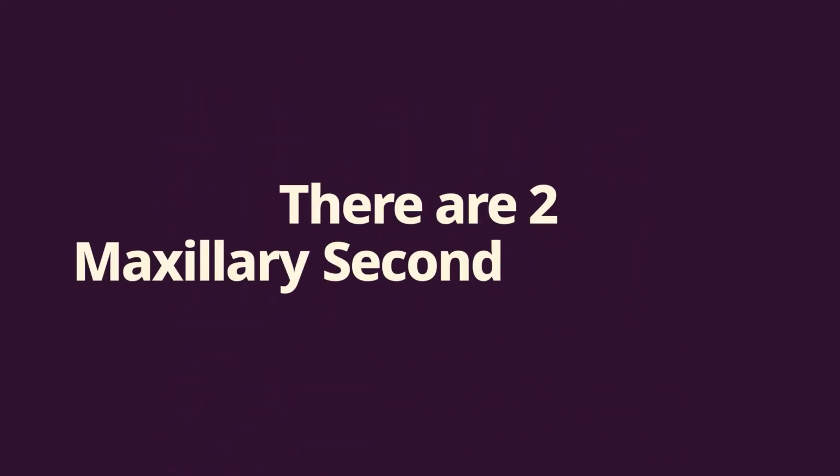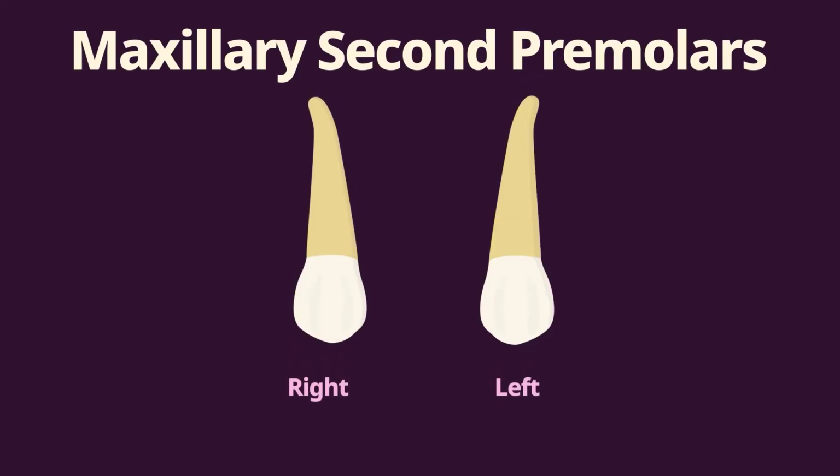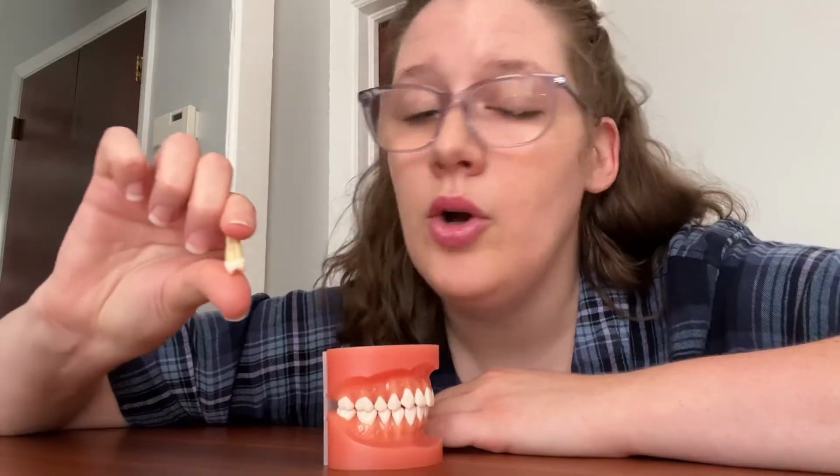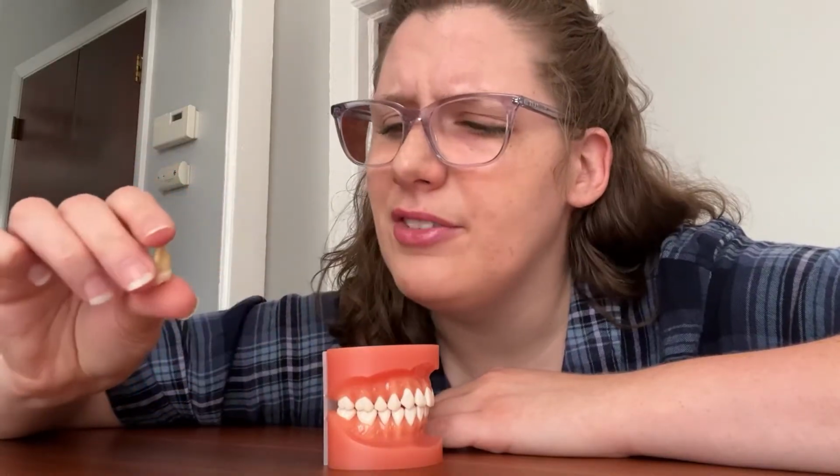There are two maxillary second premolars, the right and the left, and those are numbered number 4 and number 13 using the universal numbering system. The maxillary second premolar is located distal to the maxillary first premolar. It's very similar to the maxillary first premolar with 2 cusps. Differences: there's only 1 root, and it's smaller.